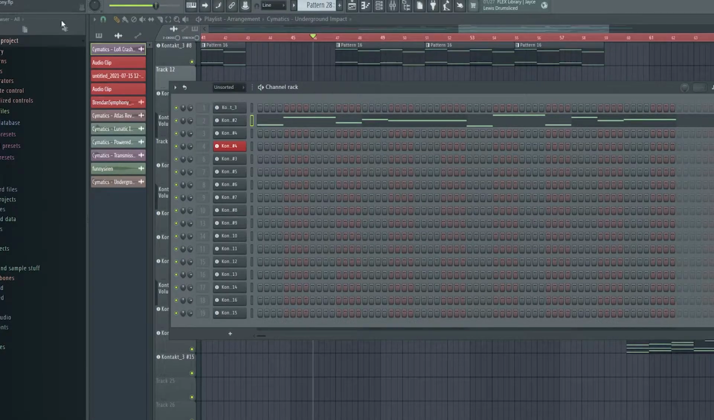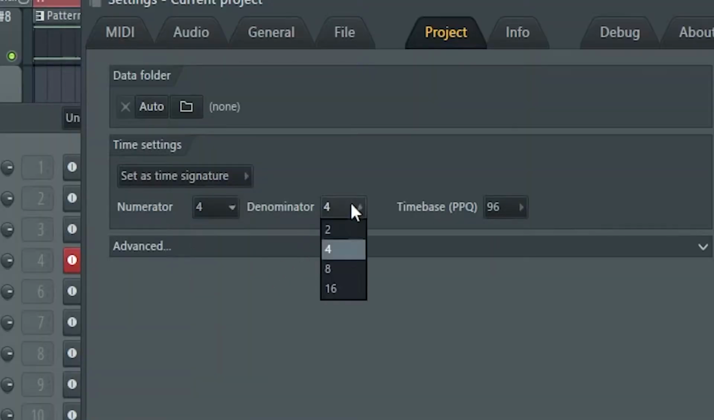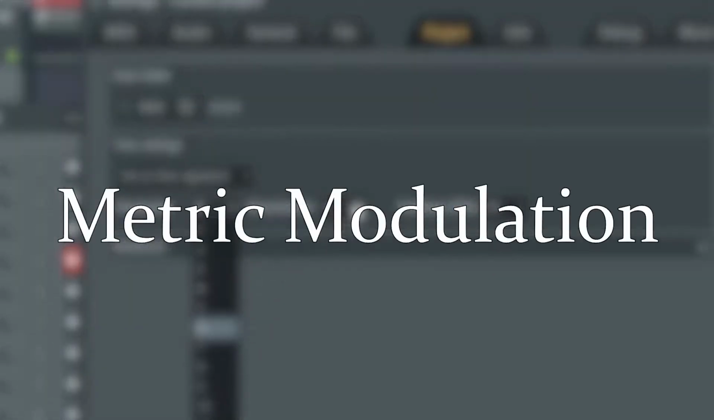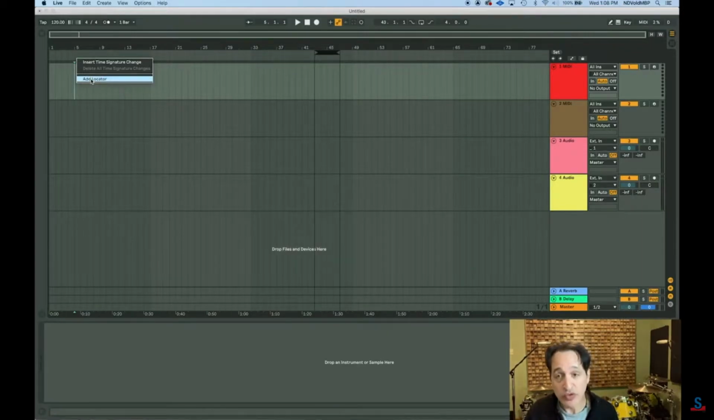The issue is FL Studio allows you to change the time signature in the piece, but not multiple times per song, this being metric modulation. Ableton allows this, but I don't have the money to switch right now, so the solution around this is gonna be writing in 4/4.